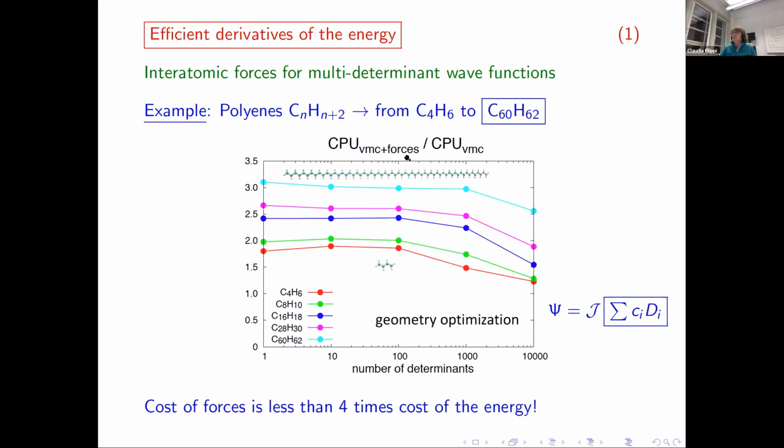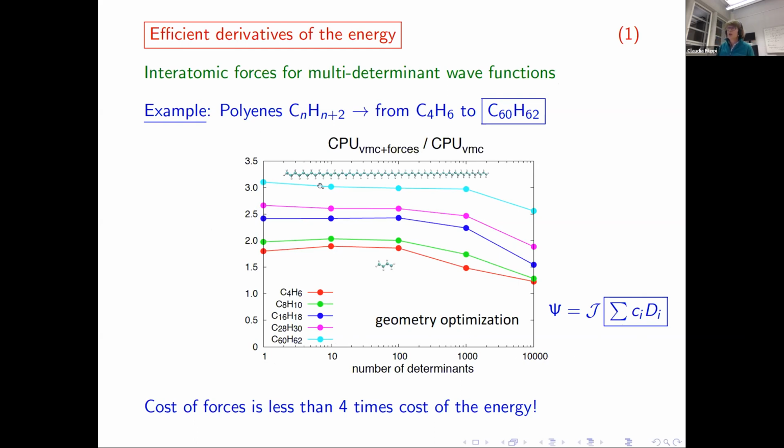Okay. So here I'm showing the actual result. We're having some polyenes. So we're going from, I think, butadiene, so 4 carbon atoms, to something which contains 60 carbon atoms and a bunch of hydrogen. Okay, and what I'm plotting here is the cost of computing the energy as well as the forces, the interatomic forces, with respect to the cost of computing the energy alone. Okay, so we are increasing the system size, and on the x-axis, what we are doing is increasing the number of determinants in the wave function. Okay, so we're going from 1 to something like 10,000.